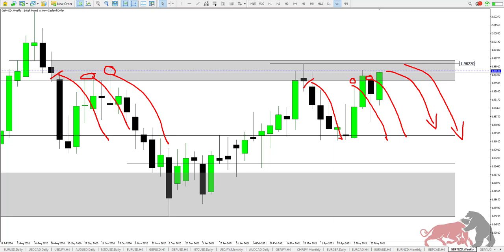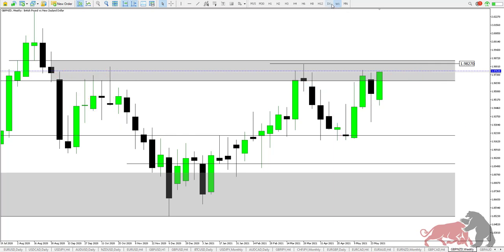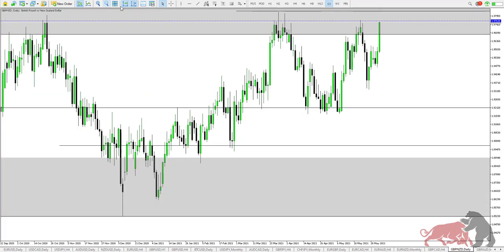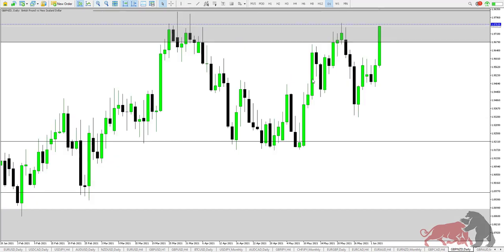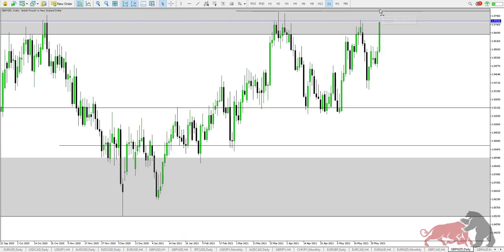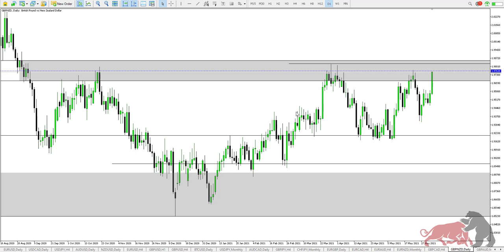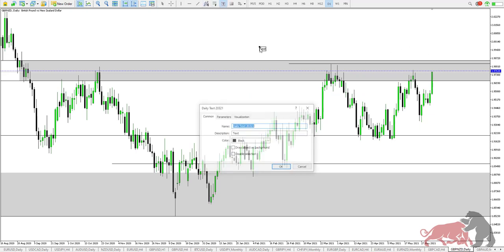Now I'm going to go to daily time frame. There's another aspect of this analysis which I'm going to share with you guys just right at the end of this presentation. Right, so this is now daily. We are now on the daily chart for pound USD. Remember, we have the buy stops here. Let me highlight those.